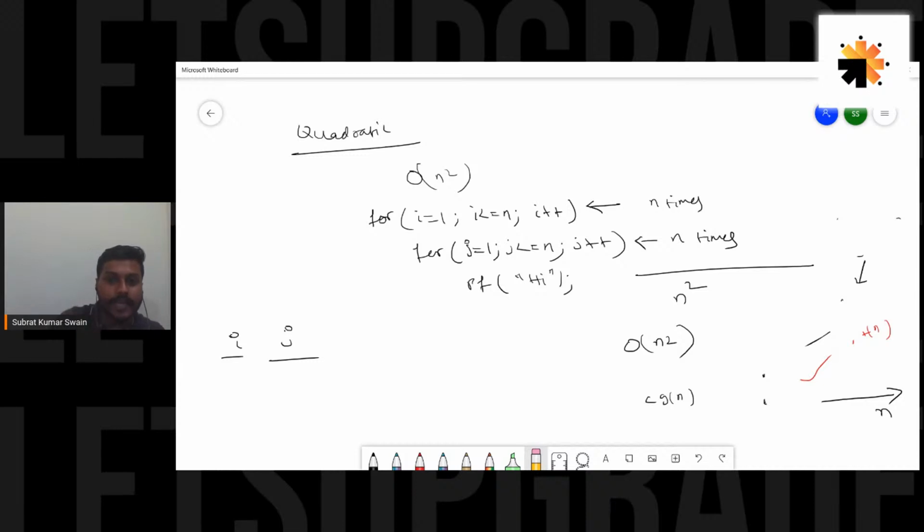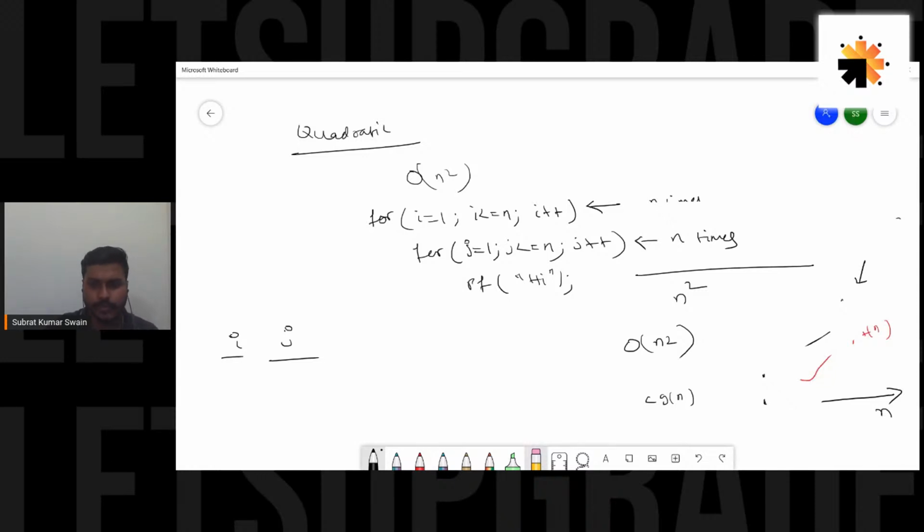So let me tell you how exactly we are saying this is n square. It's very clear by looking at this code, you can say, okay, this outer loop will run for n times, and the inner loop is running for n times. So total, it would be n square times. You can directly say here n square.